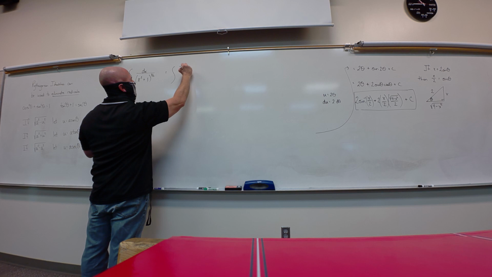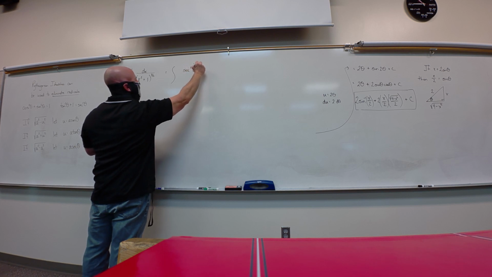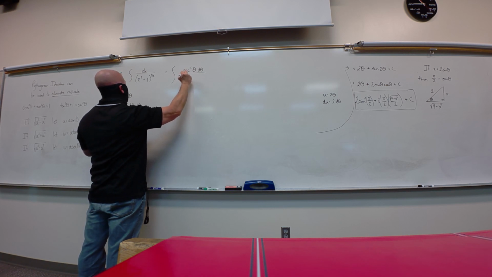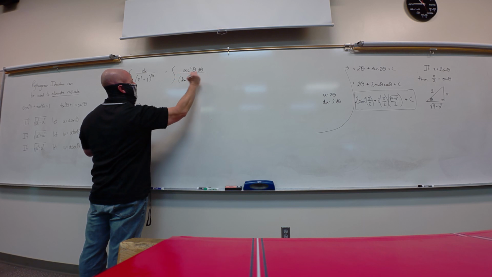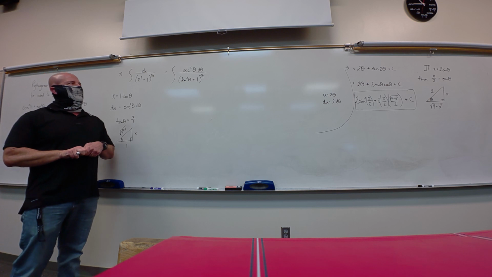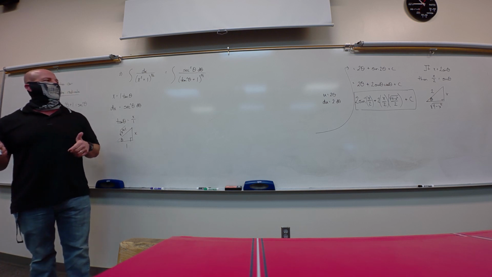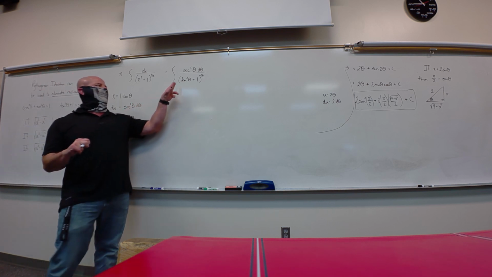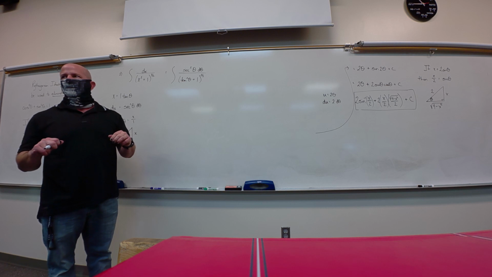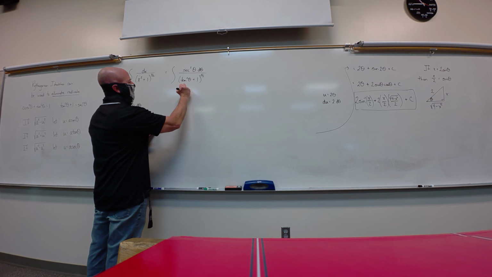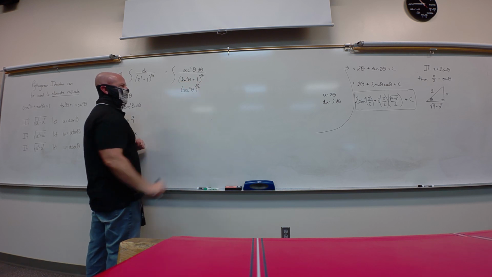Let's see. So we're going to have secant squared theta d theta over tangent squared theta plus 1 to the 3/2. Now my focus is going to be on simplifying that denominator, that radical. So what's tangent squared plus 1? Secant squared. Okay. So I'm just going to write underneath. This is really secant squared theta to the 3/2.